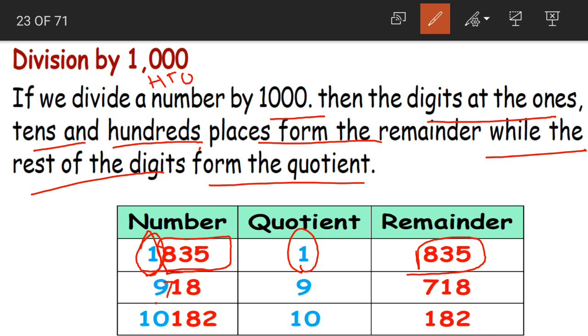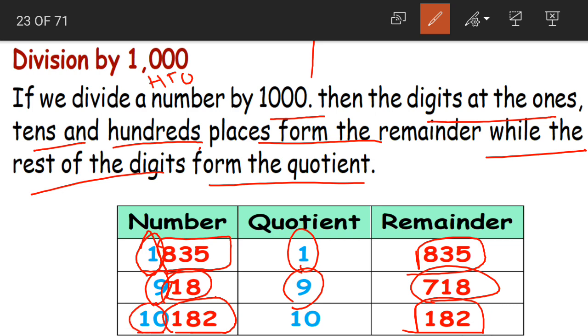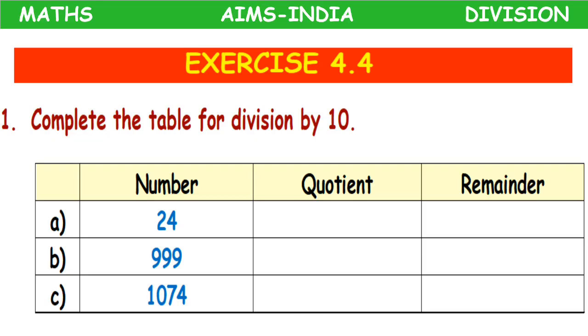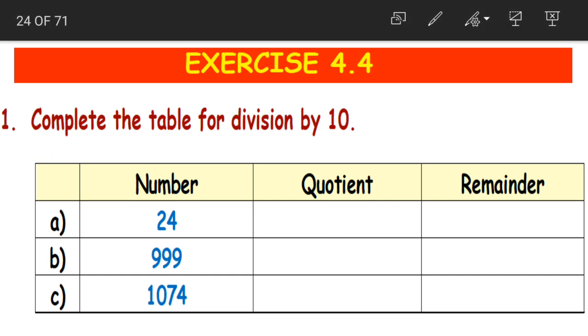Coming to the next number, 9718. Now these 718 becomes our remainder and 9 becomes our quotient. Okay, 10,182. 182 becomes the remainder and the remaining digits 10 become our quotient. Clear children? Division by 10, 100 and 1000. Now here we have a small exercise. With this exercise we'll wind up today's class.